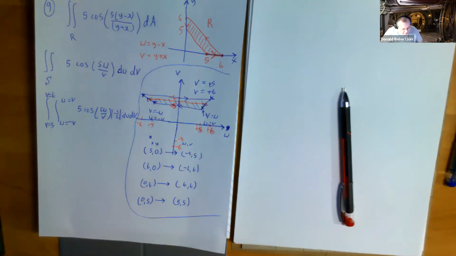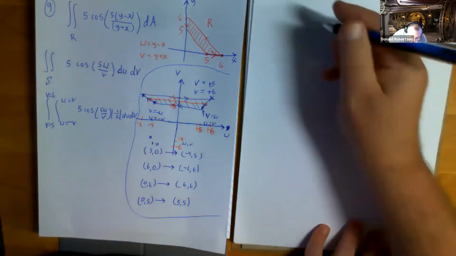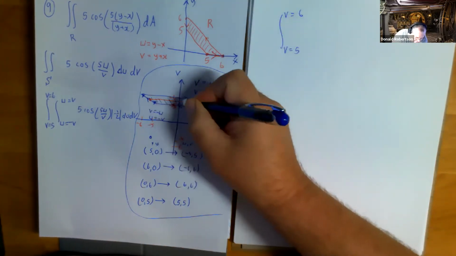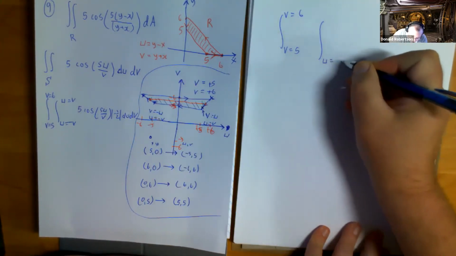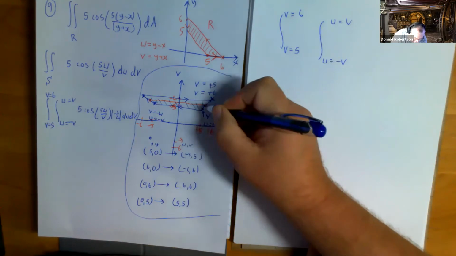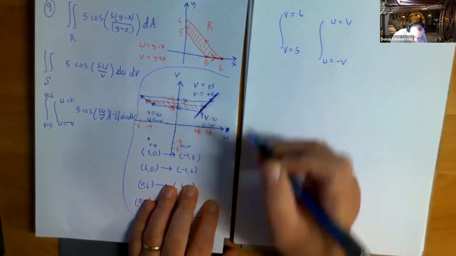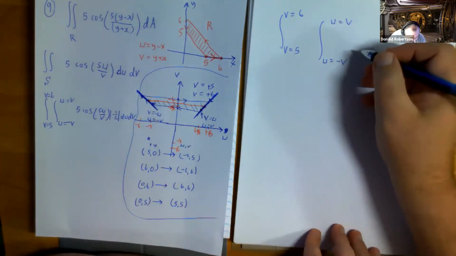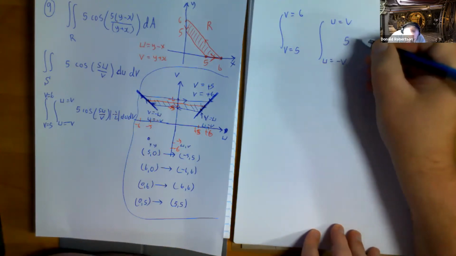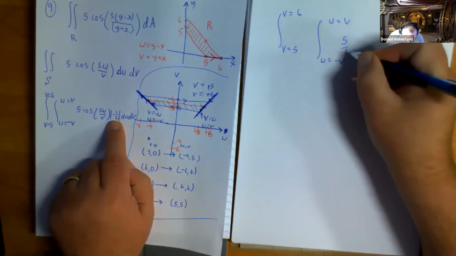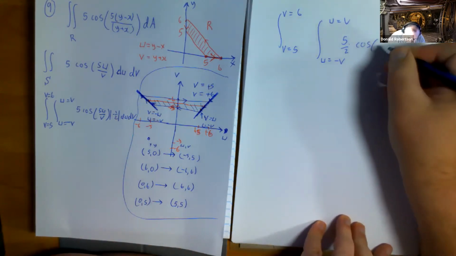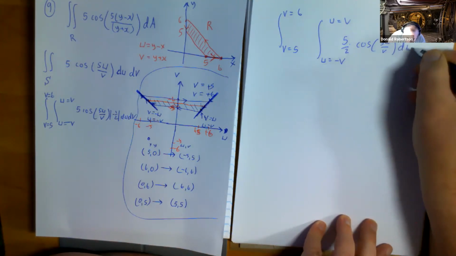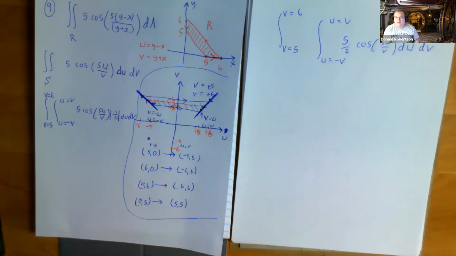Actually, I think I did a better picture of that. So right now, we have V equals 5 to V equals 6, which is from here to here. And we have U equals this to U equals this. This line here is U equals V, and this line here is U equals -V. And we have a 5. We have the Jacobian, which gives us the 2. We have the cosine of 5u over v, and now we can do a du dv.